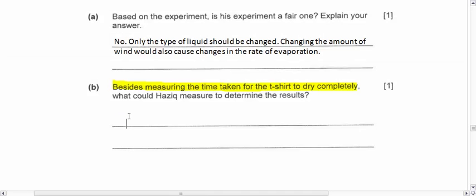Okay? So you need to measure the mass of the t-shirt after a fixed period of time. Now it's important to do it after a fixed period of time because eventually both liquids will be evaporated. So you need to set aside a fixed period of time that is not too long as well, so that you know which one dries or which one evaporates faster.